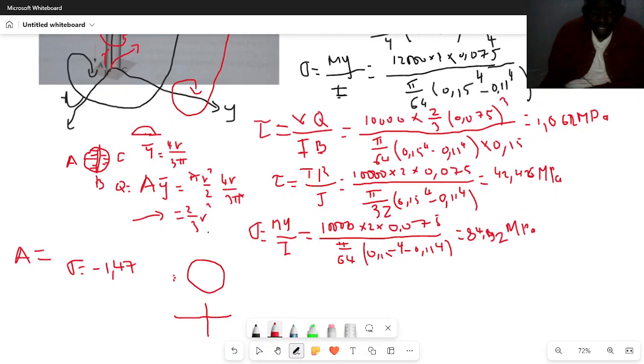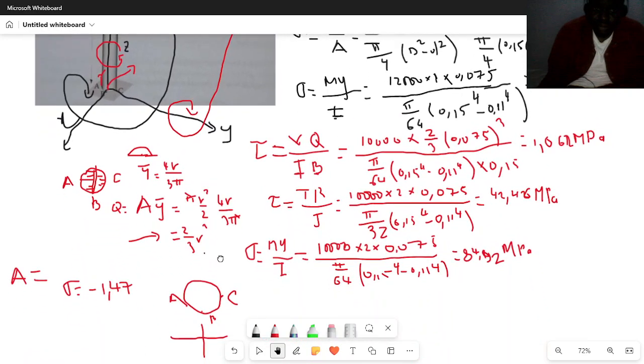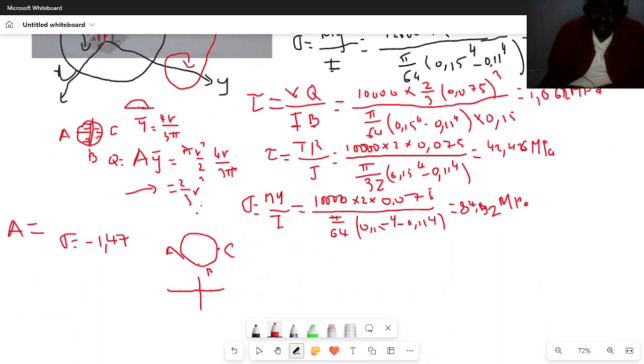We have the stress distribution. This is A. This is B. And this is C. If you remember what I said when you do the stress distribution, if your force is coming, remember what's happening here. The force is acting straight up to it. 12 is coming to it. 12 is coming like this.